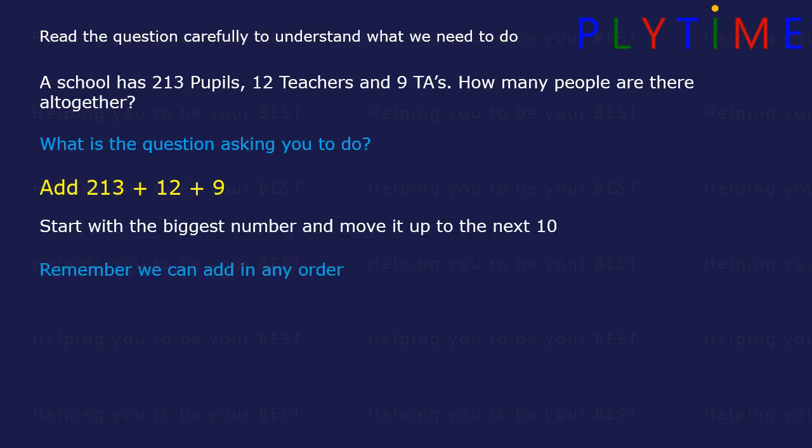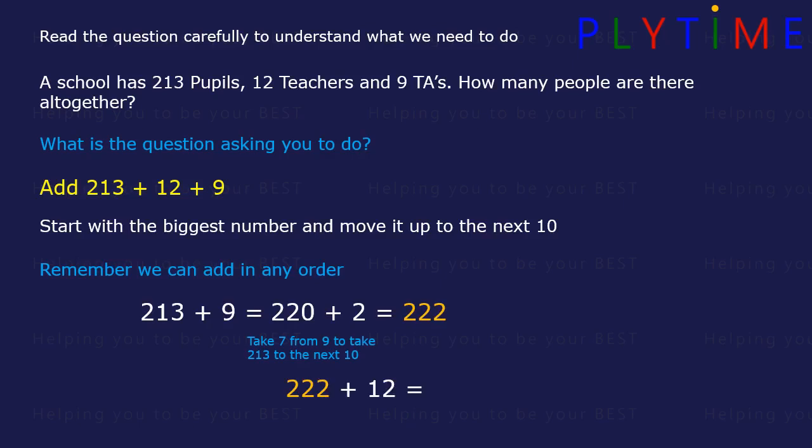The commutative law says we can add in any order, so let's add 9 to 213. We need to use 7, our number bonds, to take 213 to the next 10. So take 7 from 9 and we're left with another 2. 220 plus 2 equals 222.